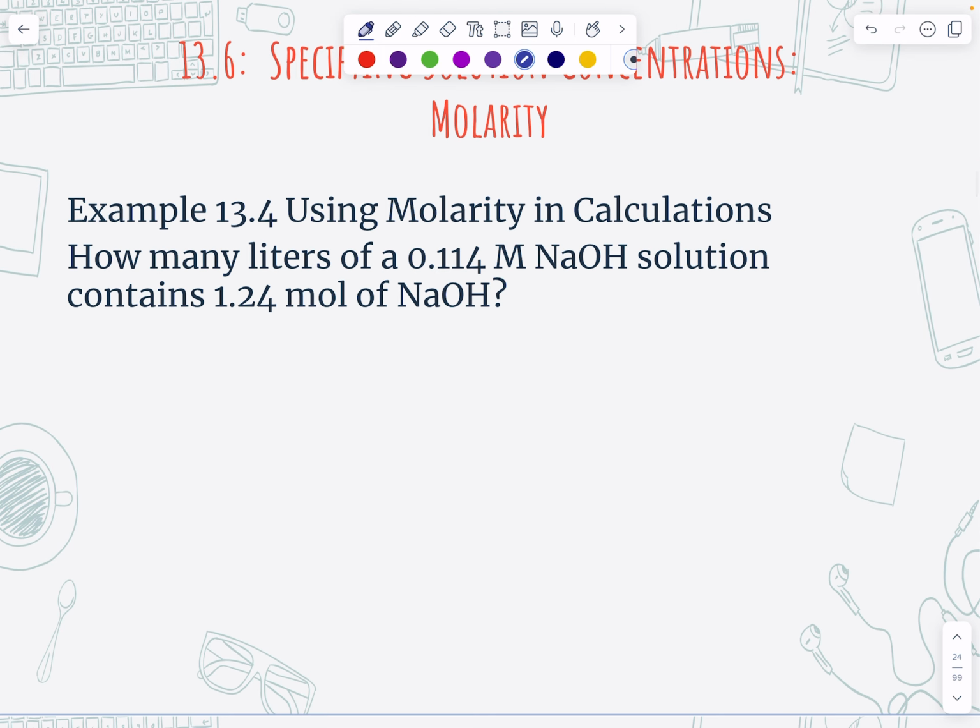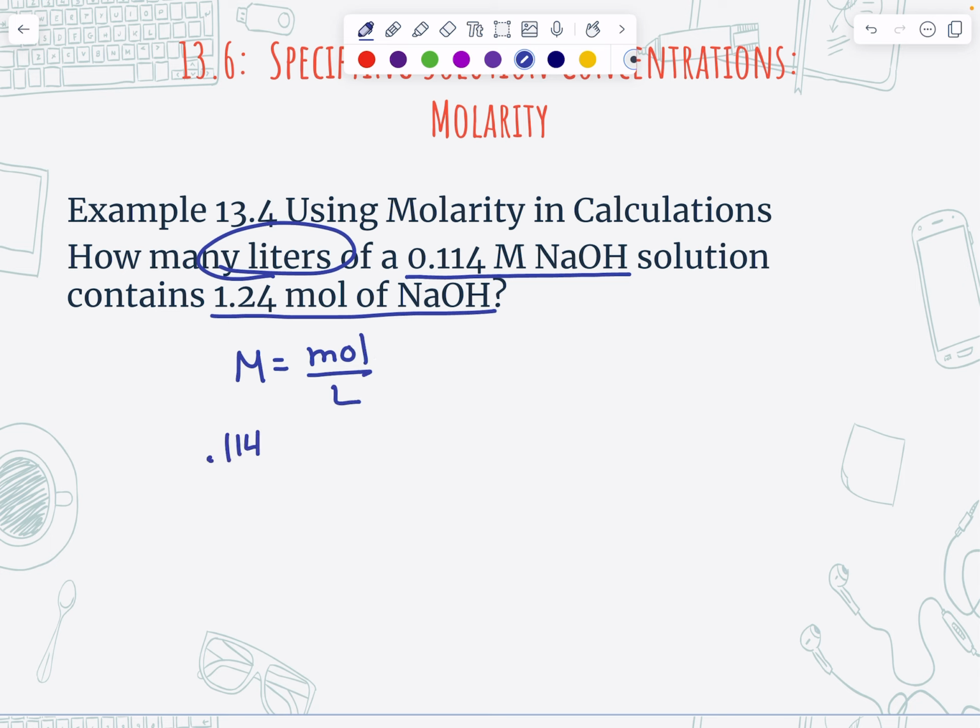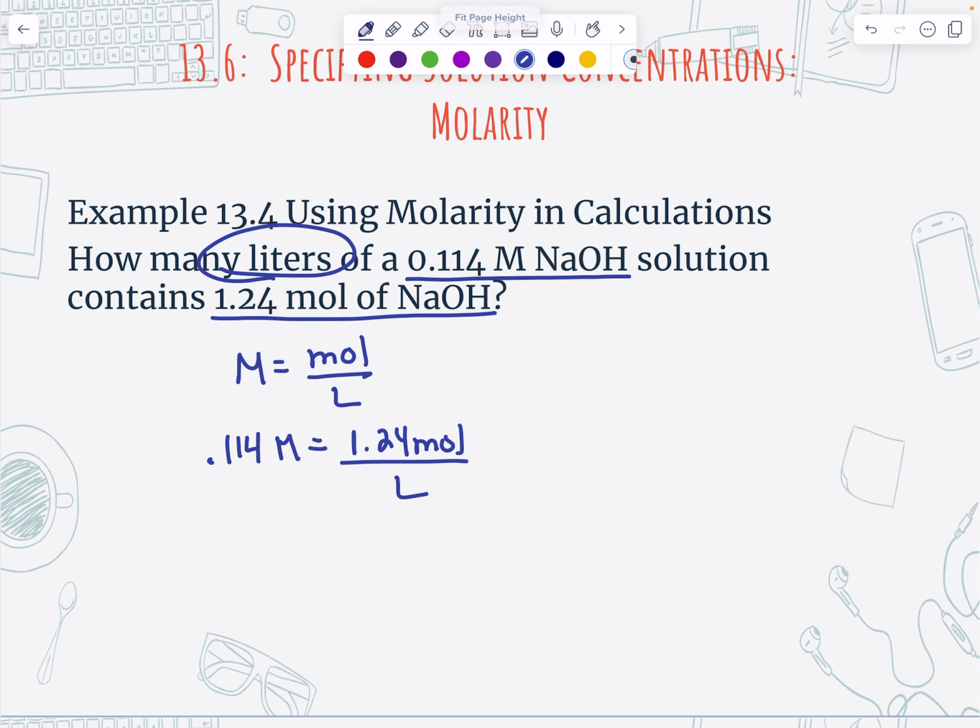Okay, this is another one, but this time I'm giving you the molarity. So how many liters of a 0.114 molar solution of NaOH contains 1.24 moles of NaOH? So the formula is molarity equals moles per liter. I know the molarity is 0.114. The question gives me moles, 1.24. And it is asking me for liters. So now I have to solve for liters.